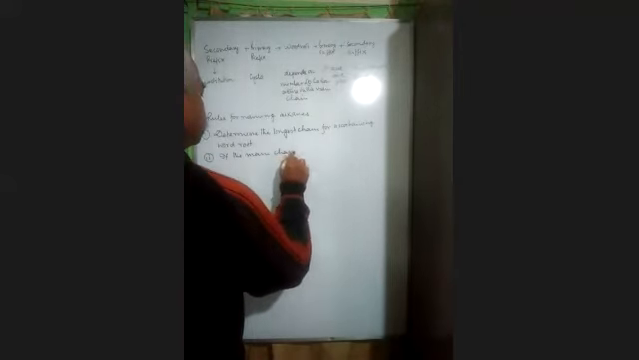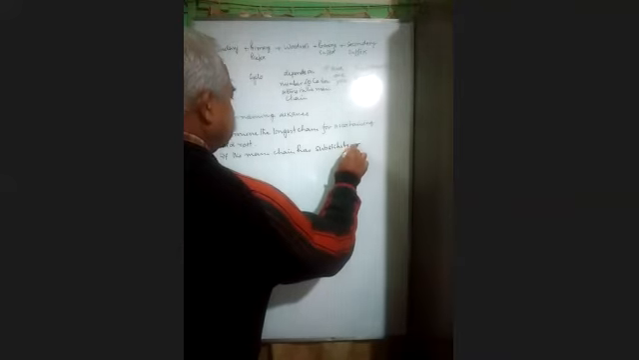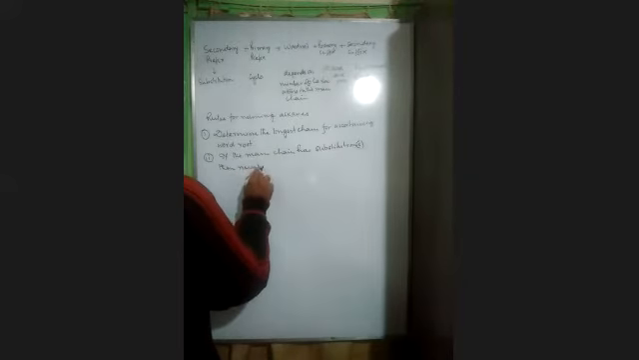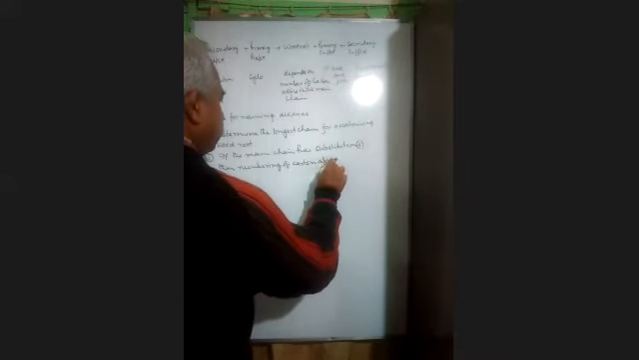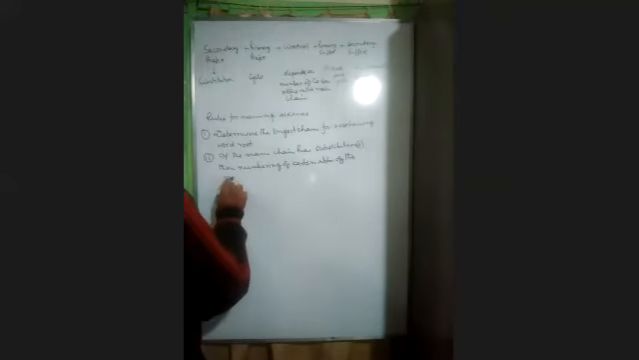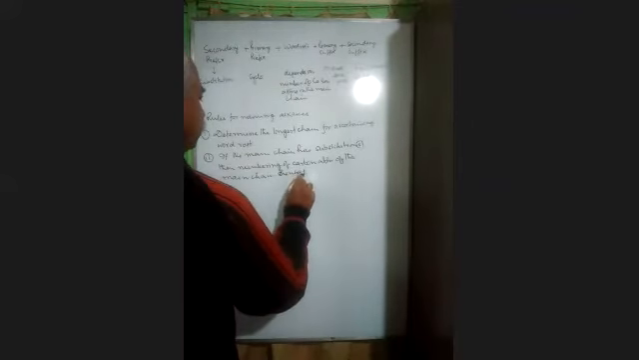Second, if the main chain has substitution or substitutions, then numbering of carbon atoms of the main chain should be done.